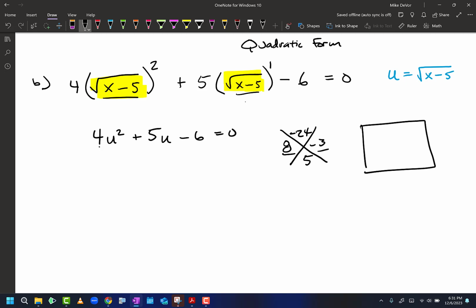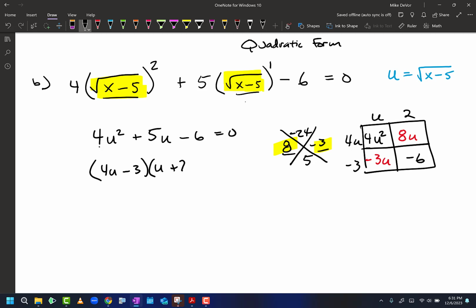So if you don't know how to use the Xbox, that should be something that we learn how to do. So I have 4u squared and -6. Now I just plug these product sum terms into here, so order doesn't matter in this case. So I'm just going to have greatest common factor, going this way, greatest common factor is a 2. So in factoring this is what I get, 4u minus 3 and u plus 2.